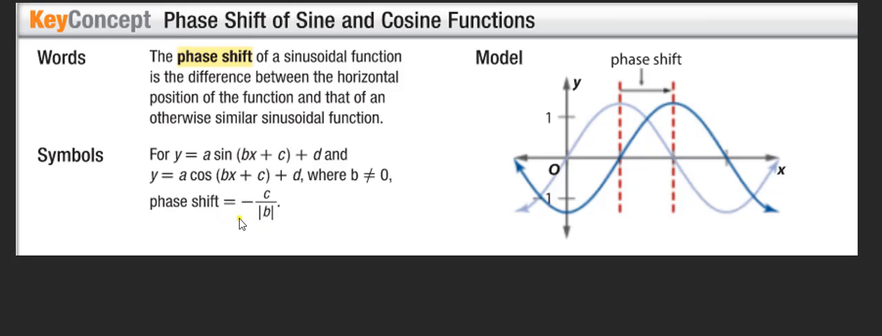If phase shift is negative, that means the graph will move to the left. If phase shift is positive, that means the phase shift will cause the graph to move to the right. Let's take a look at some examples.